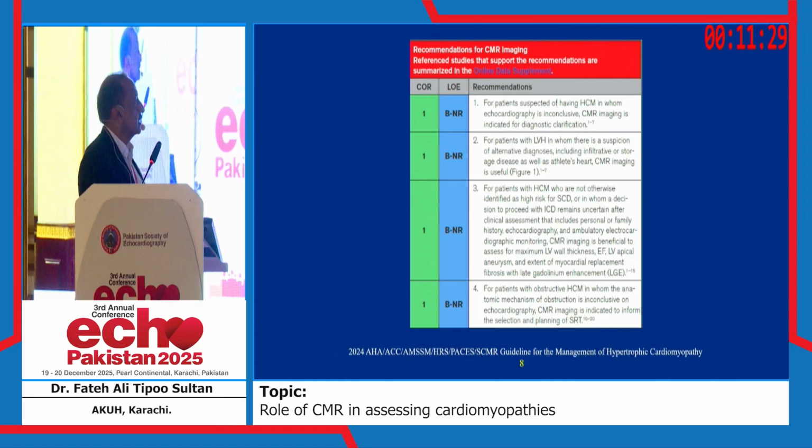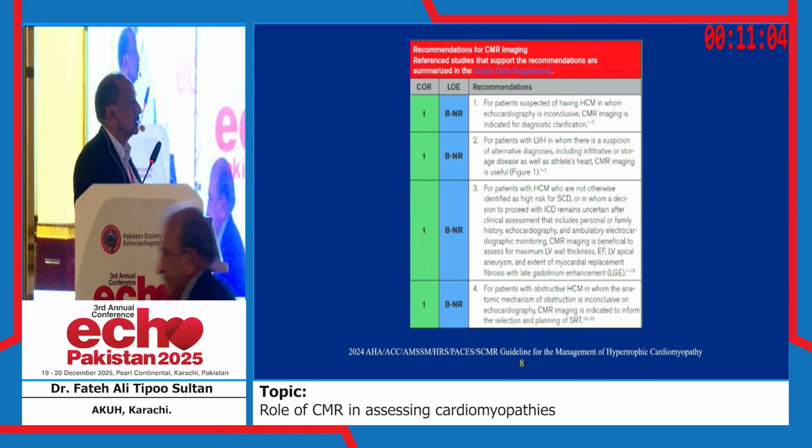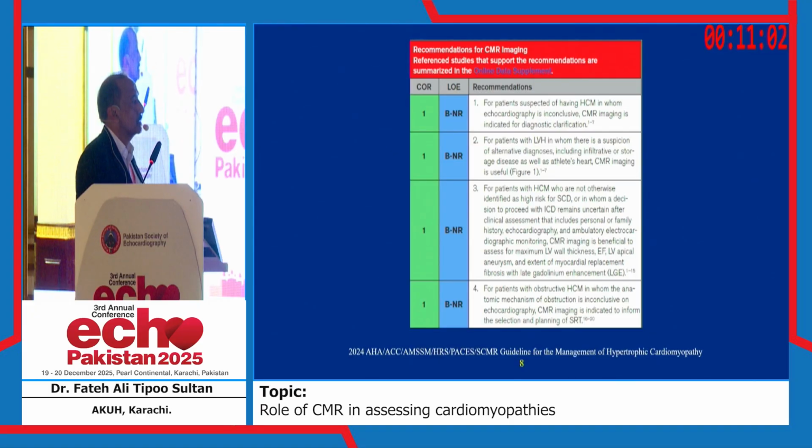These are the guidelines, and they recommend that when you have suspected hypertrophic cardiomyopathy and echocardiography is inconclusive, you can go for CMR. Similarly, for patients with LVH in whom there is suspicion of an alternate diagnosis, you can go for CMR. And for patients with hypertrophic cardiomyopathy who are not otherwise identified as high risk, or in whom the decision to proceed with ICD remains uncertain, you can take the help of CMR.